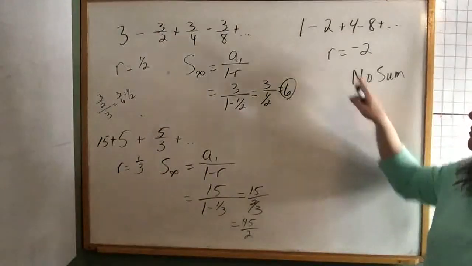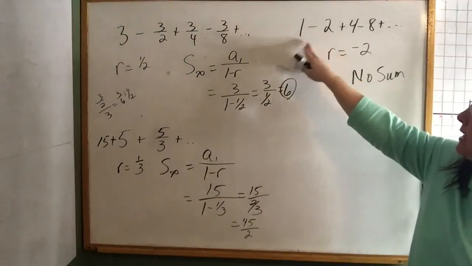In the second one, my r value, -2 divided by 1, is -2.